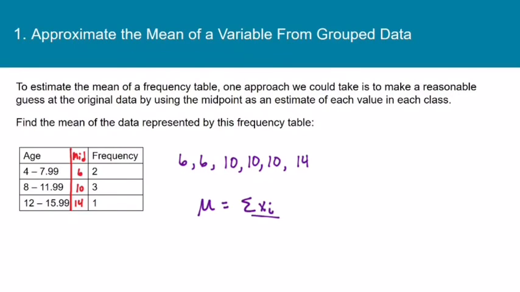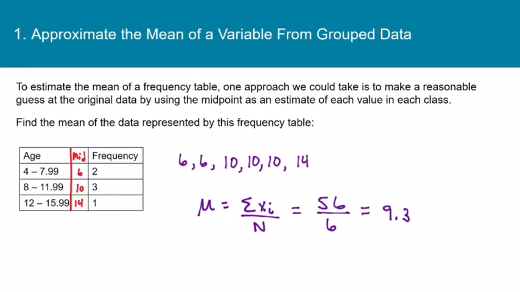And now we know that to find the mean of these 6 numbers, we would add all 6 numbers and divide by 6. So if you add these 6 numbers together, you'll get 56, and then we divide by 6 and we find the mean is 9.3.